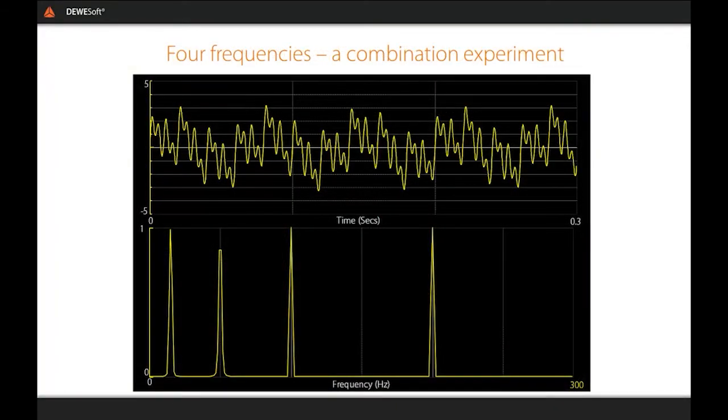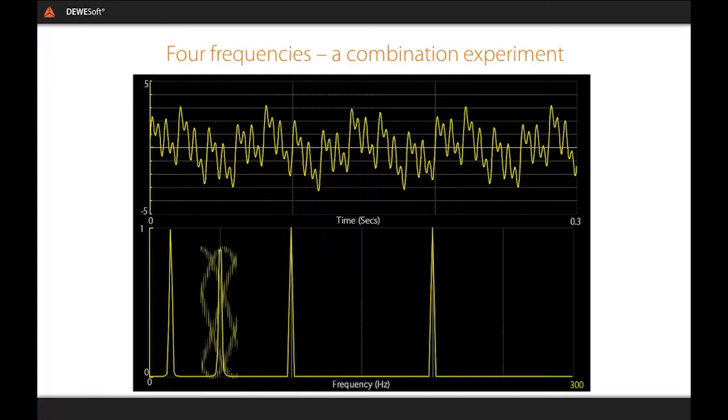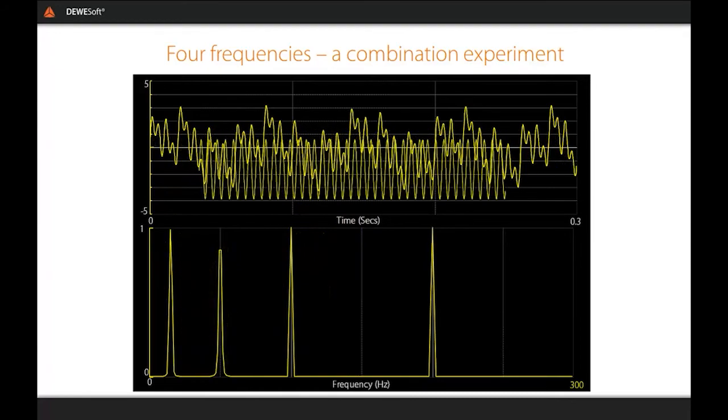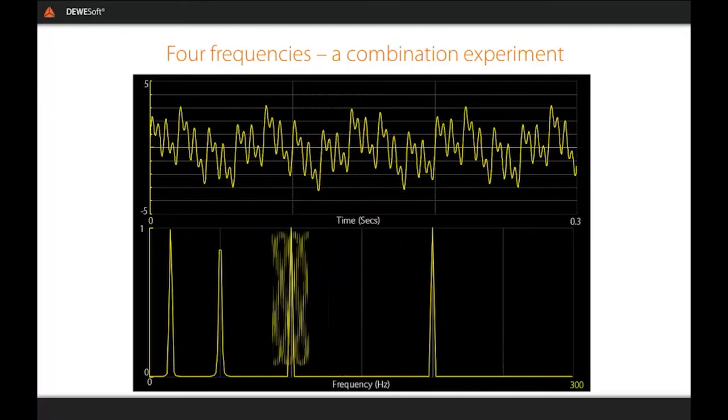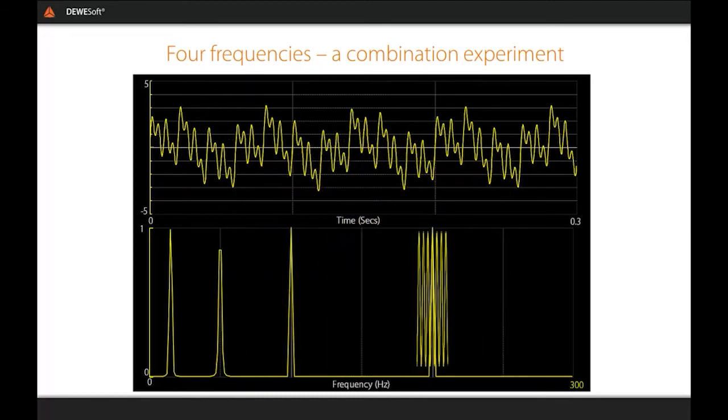Okay, so here's the combined signal and a subsequent Fourier transform. And what we're going to do here is drop each of those in just to illustrate where they sit within that Fourier transform window. Ironically, you may see some visual aliasing as they drop into that screen. So there's our frequencies.